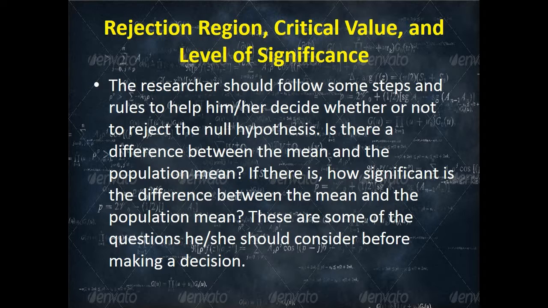Rejection region, critical value, and level of significance. The researcher should follow some steps and rules to help him or her decide whether or not to reject the null hypothesis. Is there a difference between the sample mean and the population mean? If there is, how significant is the difference? These are some of the questions he or she should consider before making a decision.